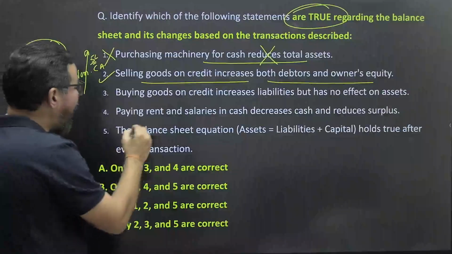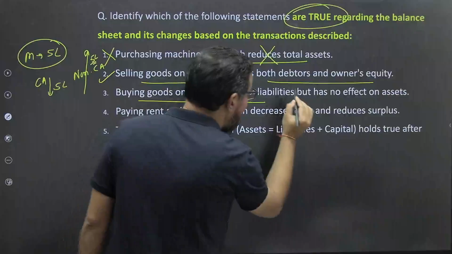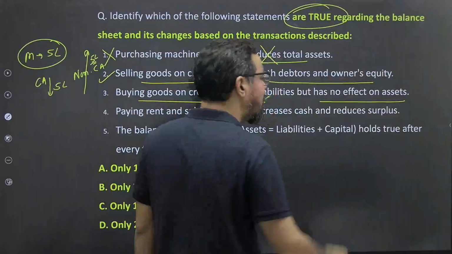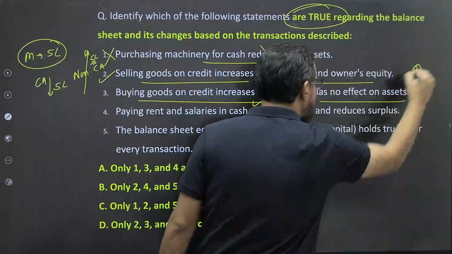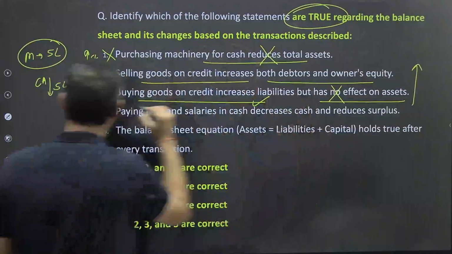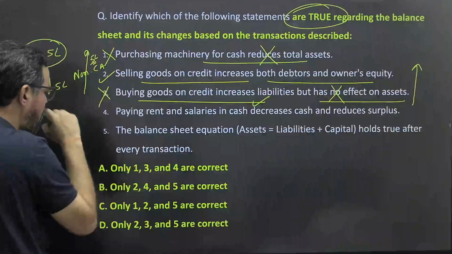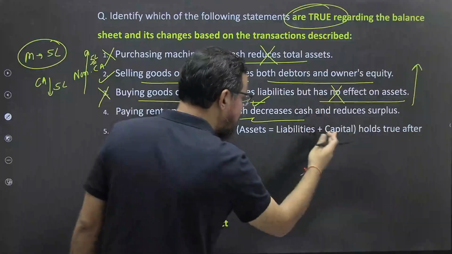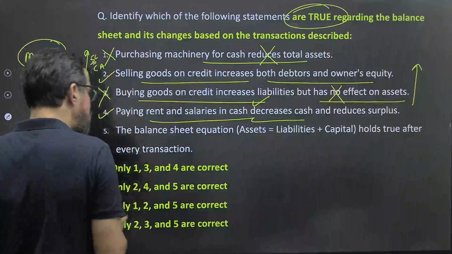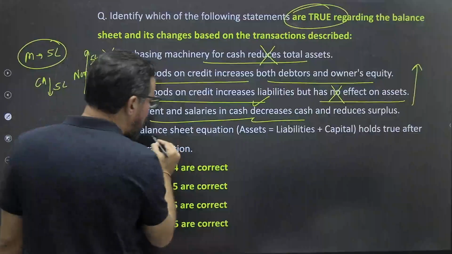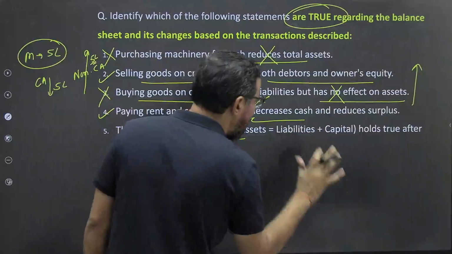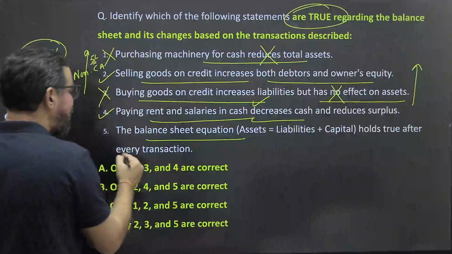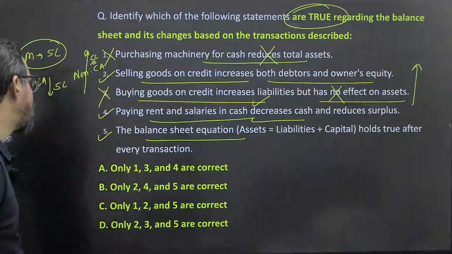Buying goods on credit increases liabilities. True, but no effect on assets? It will also increase your assets, so this statement is wrong. So statement 3 is also wrong. Paying rent and salaries in cash decreases cash and reduces surplus, 100% true. The balance sheet equation, assets equal to liabilities plus owner's equity or capital, holds true after every transaction. Yes, 100% true.